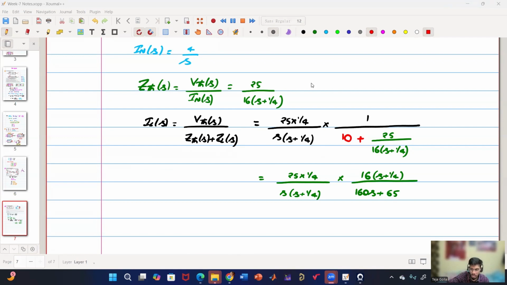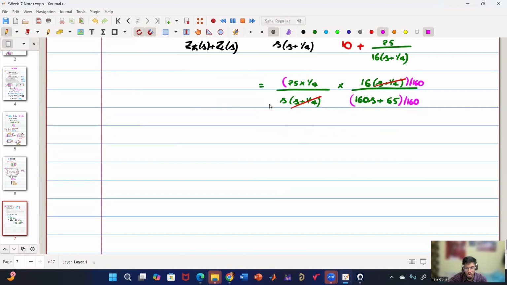Yeah. So if you now check, this S plus 4 will get cancelled. Now I will divide the numerator by 160 and then divide the denominator also by 160 because I need the coefficient of S to be 1. So this is my I load of S. All of you please do it along with me. It need not be the same, but you should do along with me. Don't wait for me to solve. You can solve by yourself directly.